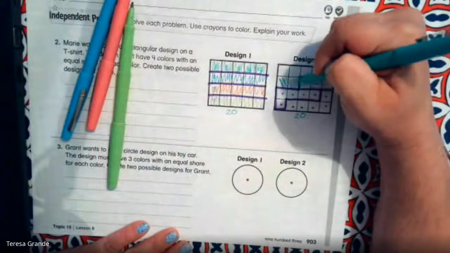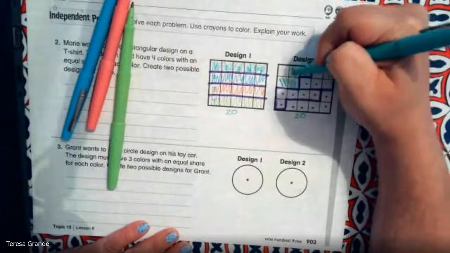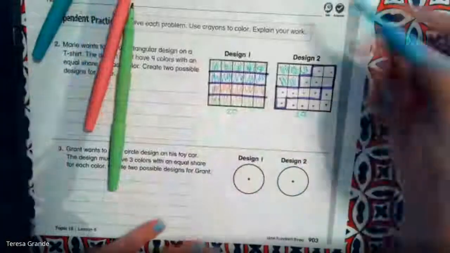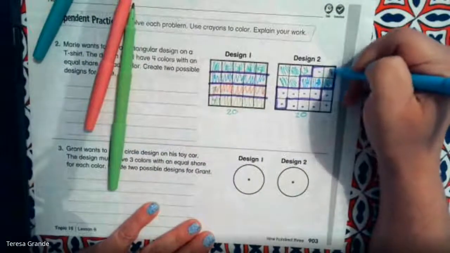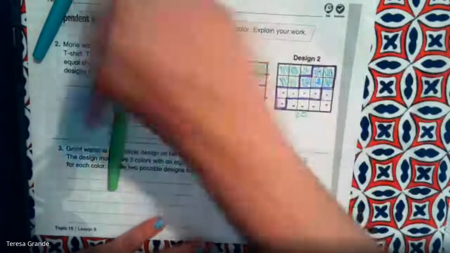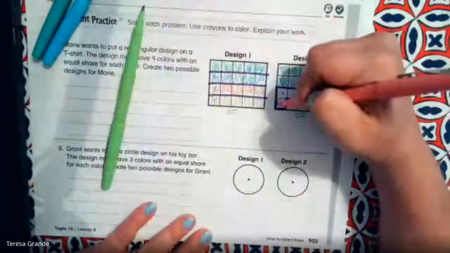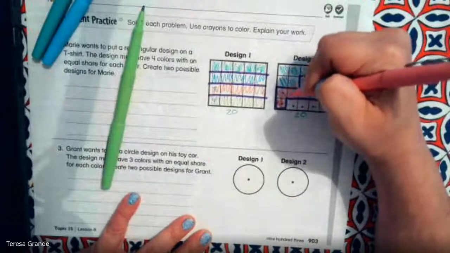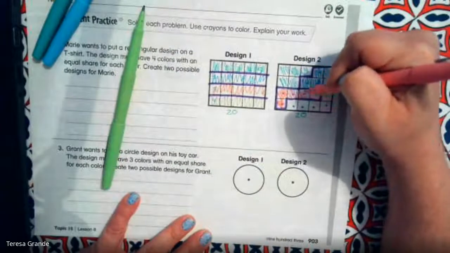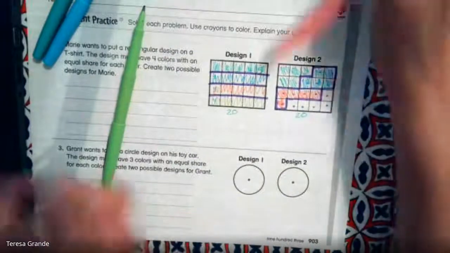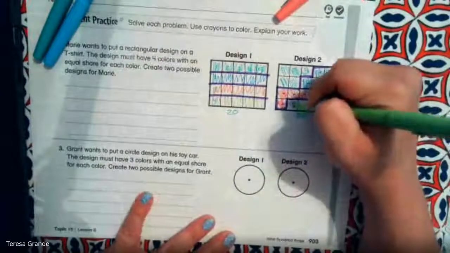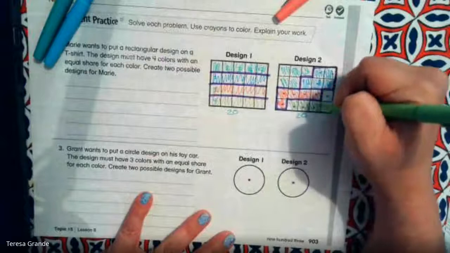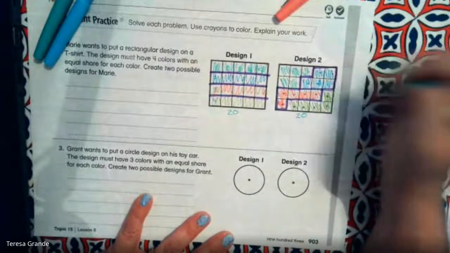1, 2, 3, 4, 5. Okay. 1, 2, 3, 4, 5. So far, so good. 1, 2, 3, 4, 5. And finally, green. 1, 2, 3, 4, 5.